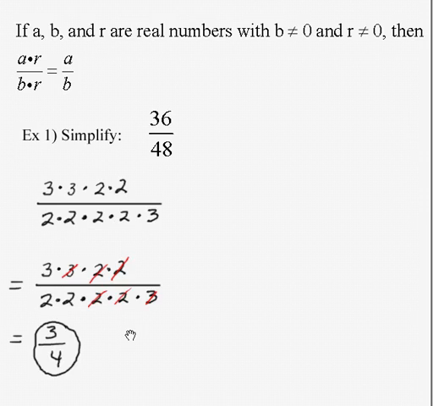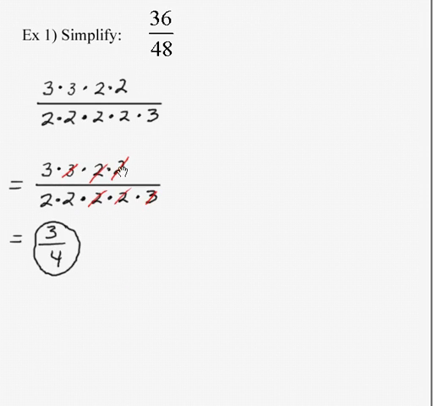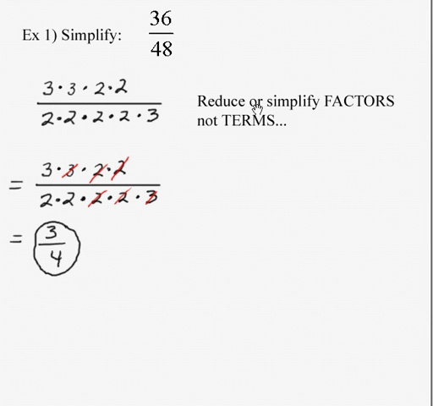The important thing to remember here is that these must be factors, numbers that are being multiplied. They are not terms, numbers that are being added or subtracted. An important distinction to remember. So we need to reduce or simplify our factors. You cannot divide out and cancel out any terms that are the same in the numerator and denominator.